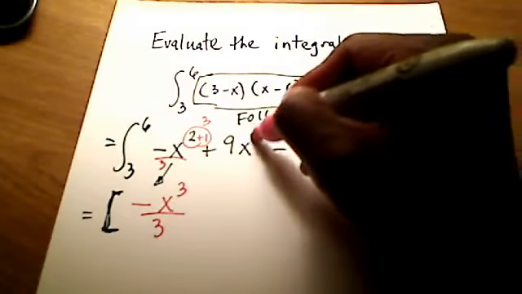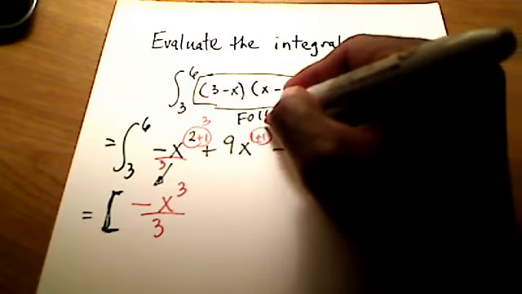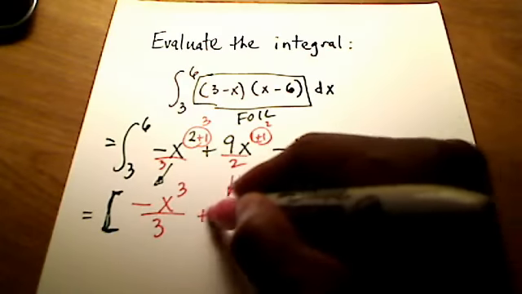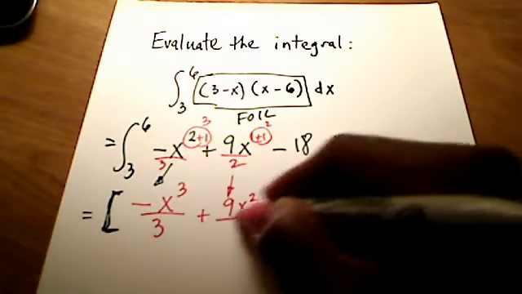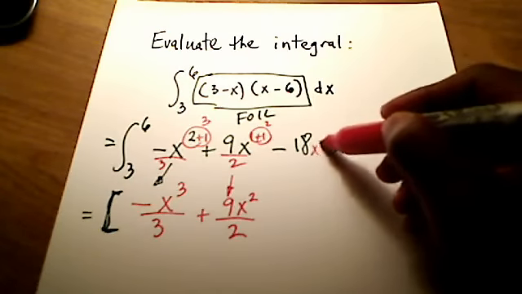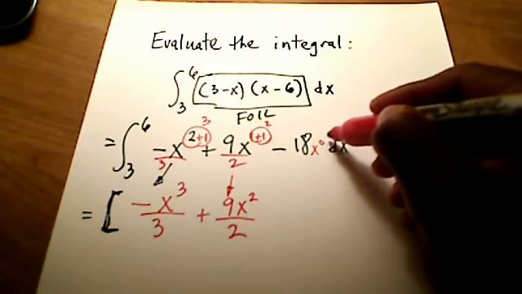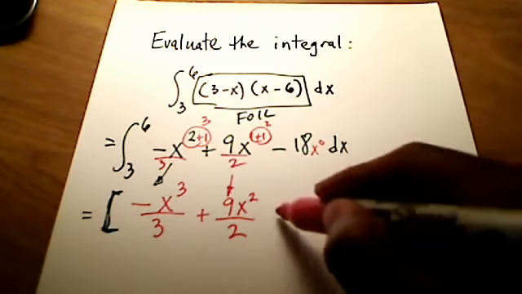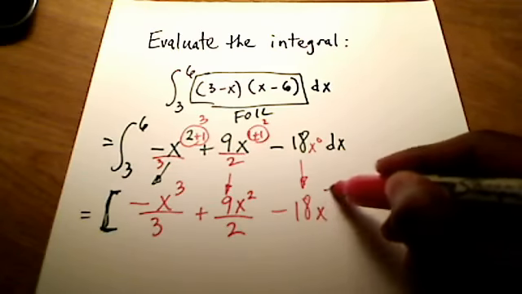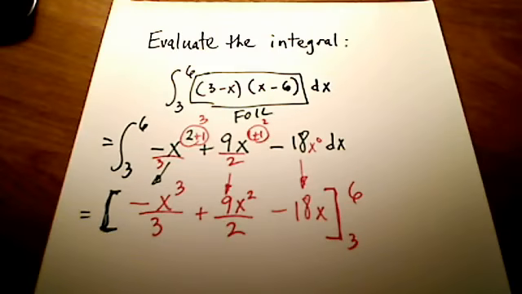Same thing here. If there's a 1 as its exponent, I'm just going to add 1 to it, which now makes it a 2, and that 2 goes to the bottom. So this antiderivative is 9x squared all over 2. And lastly, if you want to think of it as x to the 0 sitting there, you don't have to, but you can, you're going to add 1 to 0, which is 1, and 1 moves to the bottom. Well, that's not so bad. So this one here has an antiderivative of negative 18x, okay? And all of this we're going to evaluate between 3 and 6.